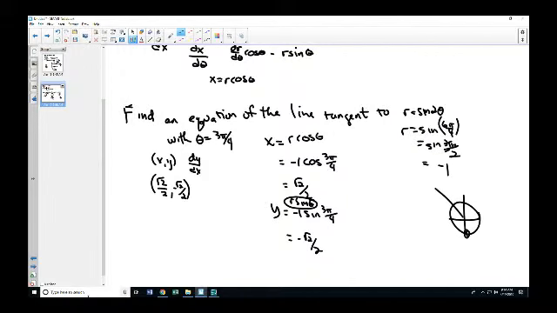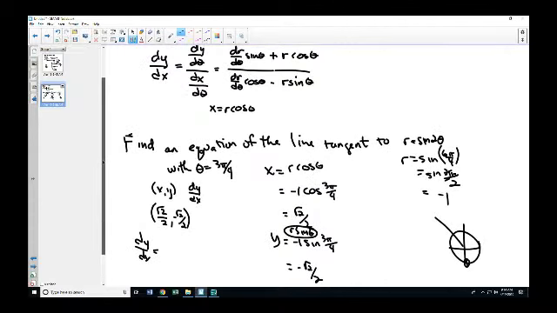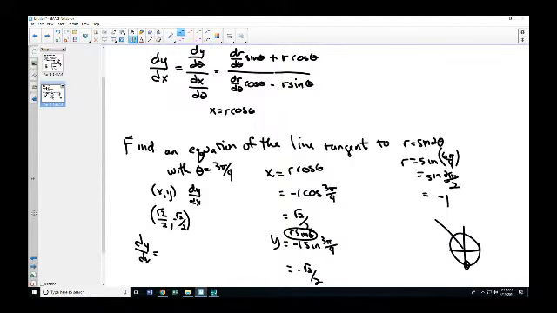Alright, now the fun one. Y equals... d theta. Oh, it's slow. dy/dx. Okay. What is dr/d theta? It's 2 cosine 2 theta. 2 cosine 2 theta. Okay.